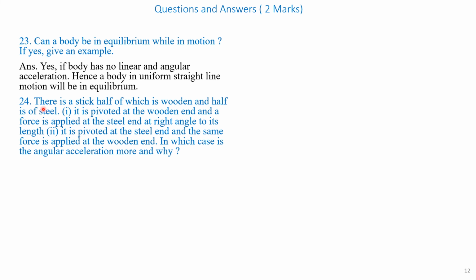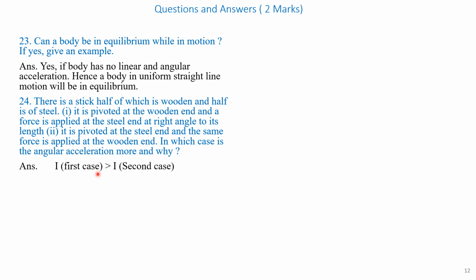Question number 24. There is a stick, half of which is wooden and half of it is steel. Part 1: It is pivoted at the wooden end and a force is applied at the steel end at right angles to its length. Part 2: It is pivoted at the steel end and the same force is applied at the wooden end. In which case is the angular acceleration more, and why? Please read the question again and I will proceed with the answer.